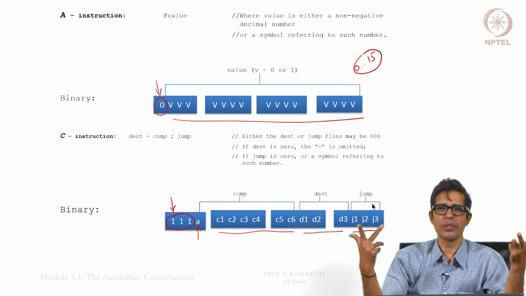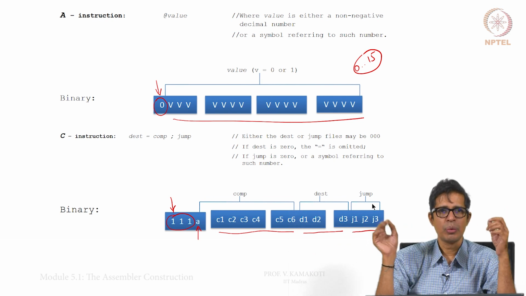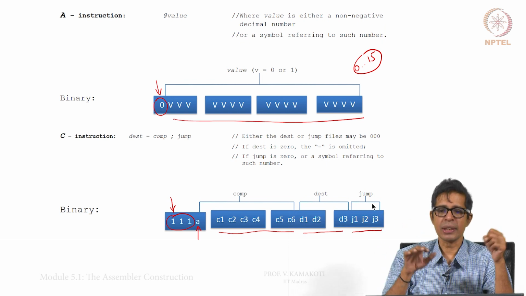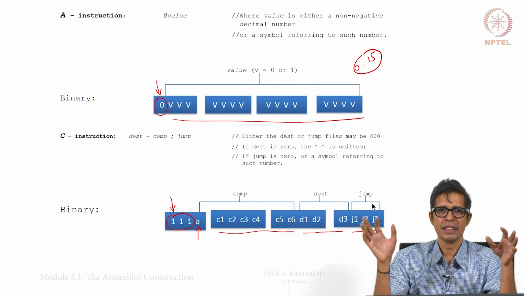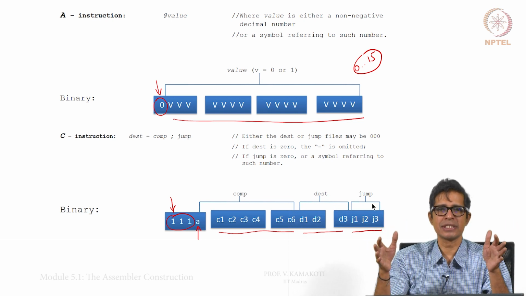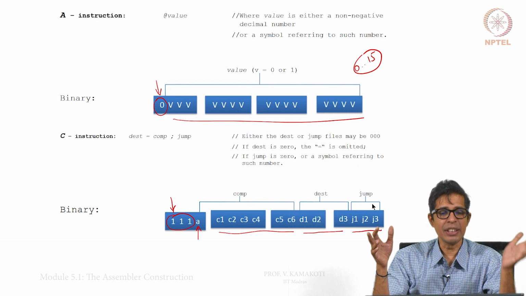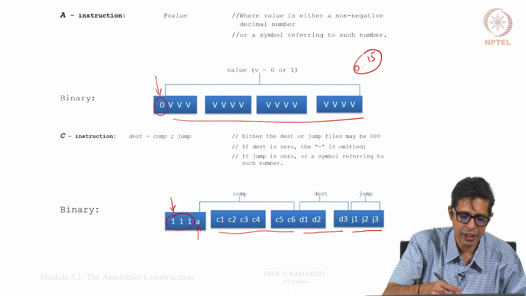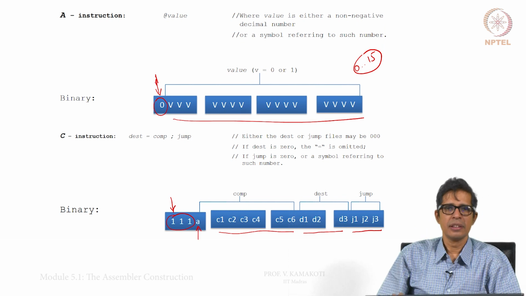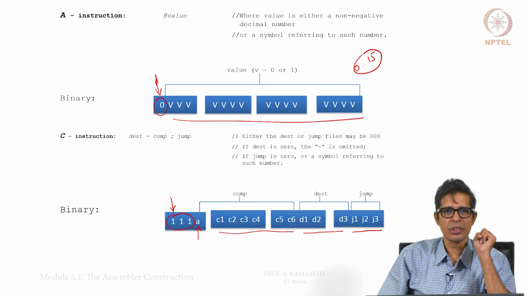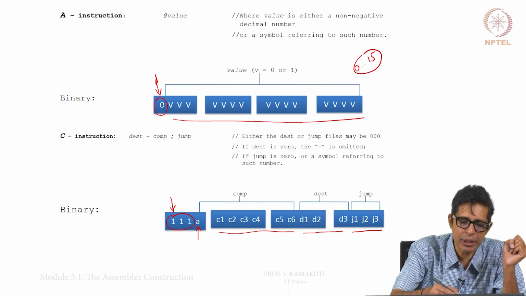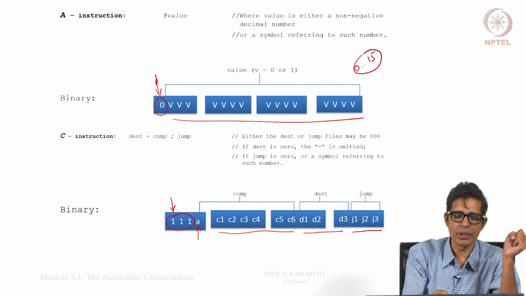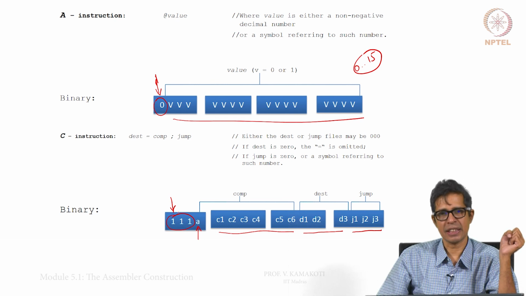There are two types of instructions that we have seen already. One is the A instruction, another is the C instruction. Both instructions are 16 bits. The most significant bit distinguishes whether it is an A instruction or a C instruction. If the most significant bit is 0, then it is an A instruction. If the 3 most significant bits are 1, 1, 1, then it is a C instruction.